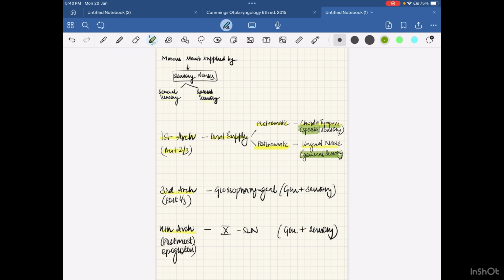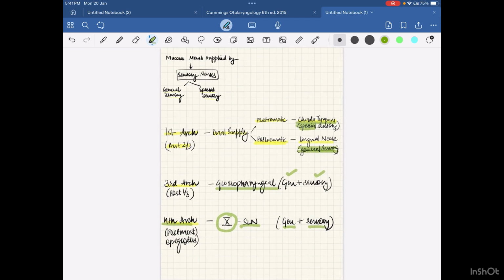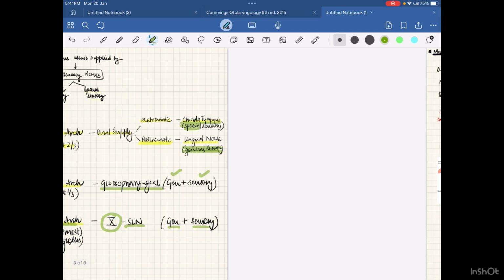Next comes the third arch. So, which nerve is present in the third arch? The glossopharyngeal nerve. It is giving both the general and the special sensory supply, whereas the fourth arch, or the posterior most part of the tongue, is supplied by the vagus, the superior laryngeal nerve, both the general and the special sensation. So this we have to remember, mainly the first arch, because the special senses and the general sensations are different and supplied by different nerves. Whereas for the posterior one third of the tongue and the posterior most part of the tongue, both the general and special sensations are supplied by one nerve only.